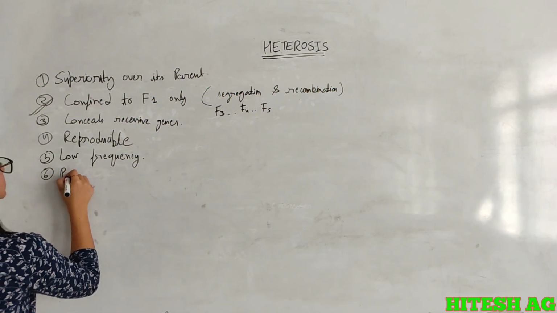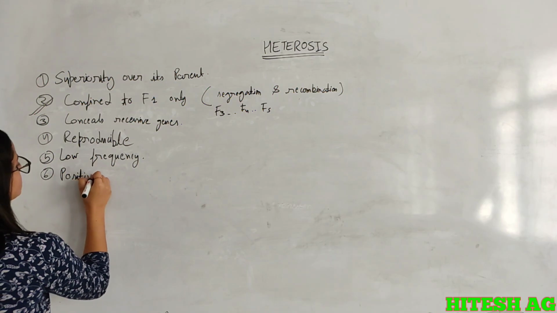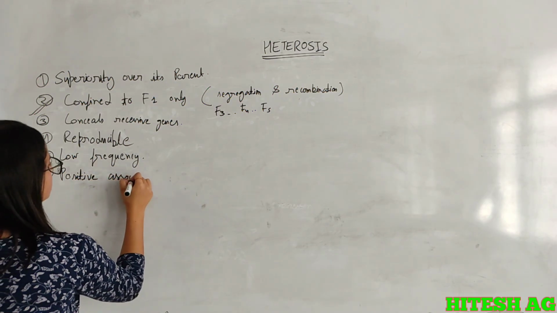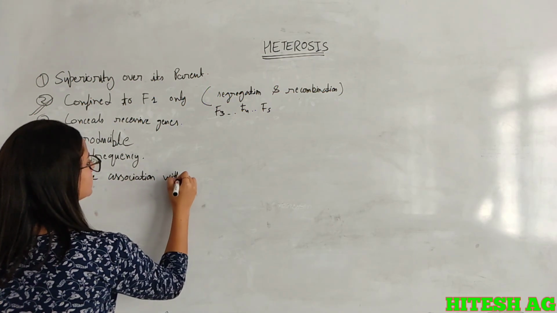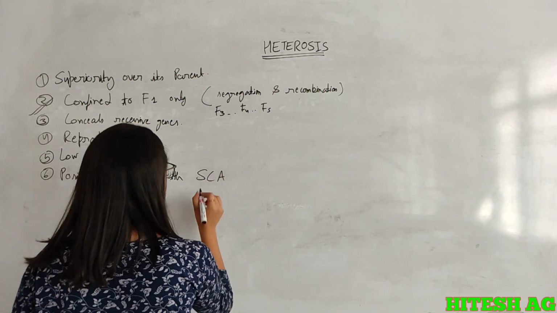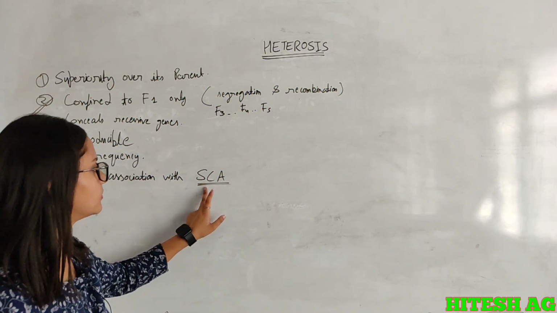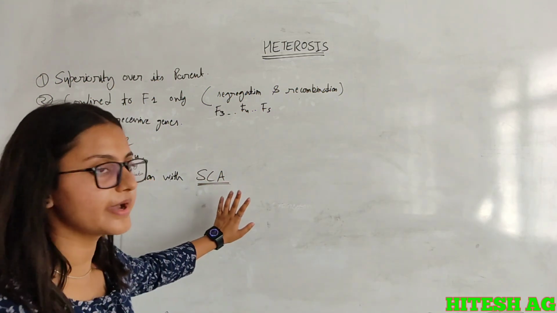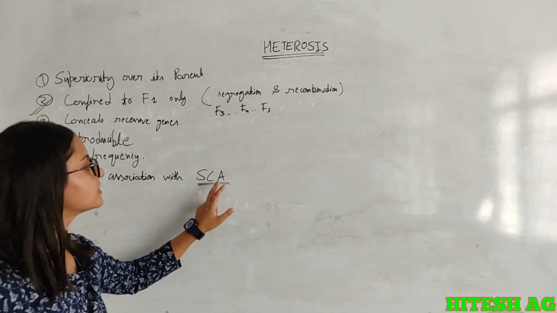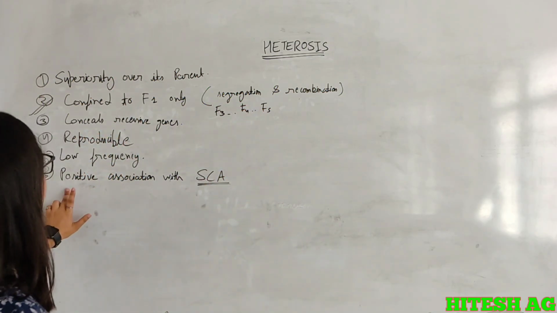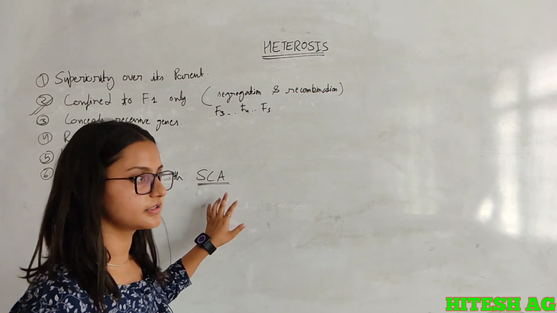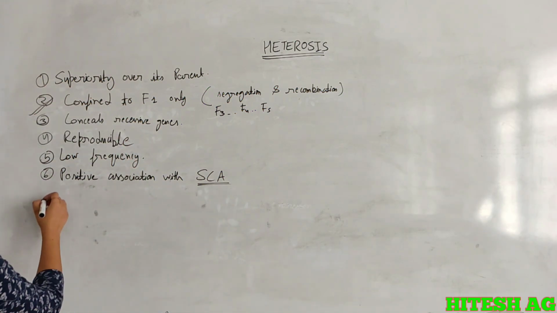All right. Sixth one, the last one, is positive association with SCA. What is SCA? You might all know already. It is specific combining ability, or it is the measure of dominance variance. So heterosis is positively associated with SCA. It is also a very important feature of heterosis.